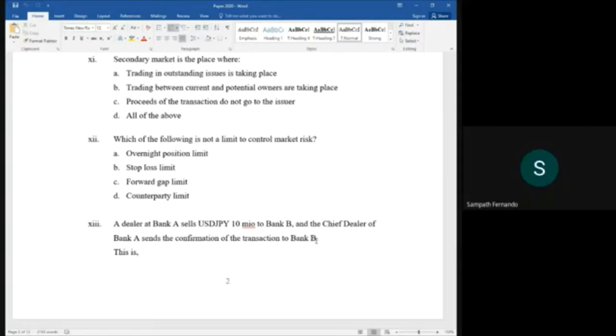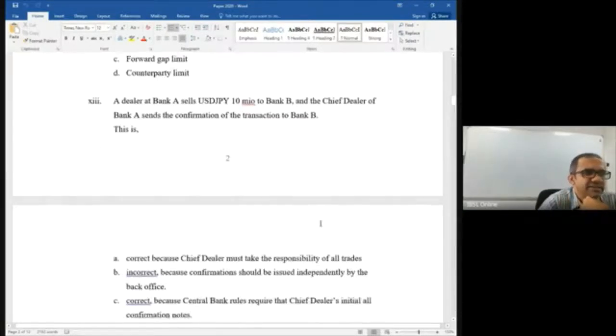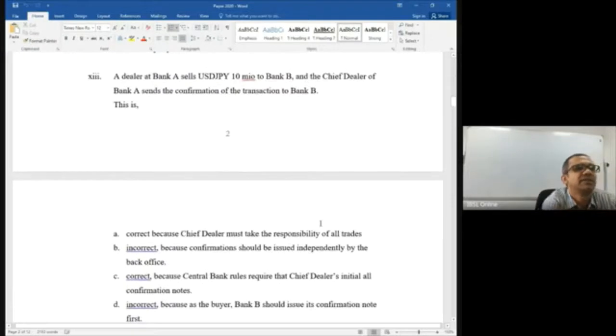And 13, sir. A dealer at bank A sells JPY 10 million to bank B, and the chief dealer of bank A sends the confirmation of the transaction to bank B. Then is that action correct or incorrect? If it is correct, why? If it is incorrect, why? Give the reasons.